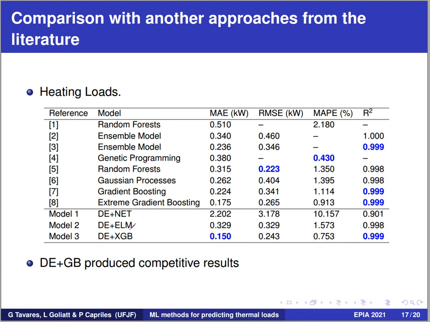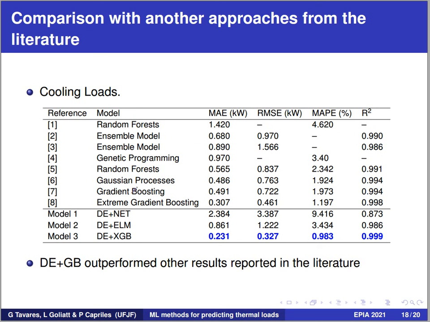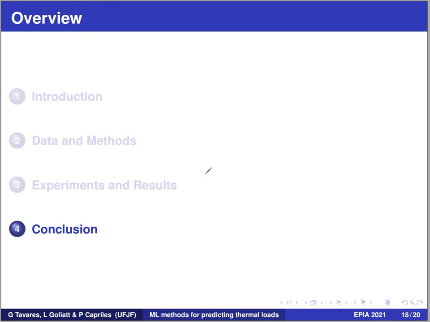Here we have the results of our models 1, 2, and 3, using ElasticNet, extreme learning machine, and gradient boosting. For heating loads, we can see that gradient boosting produced better mean absolute error, and the coefficient of determination is competitive with the literature. And for cooling loads, the extreme gradient boosting outperformed all models that we have compared in the literature. This result is mainly due to the highly configurable feature of gradient boosting. There are 6 parameters to set, showing that proper choice can improve the performance of gradient boosting.